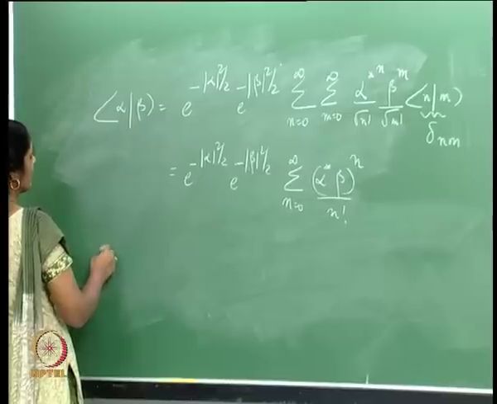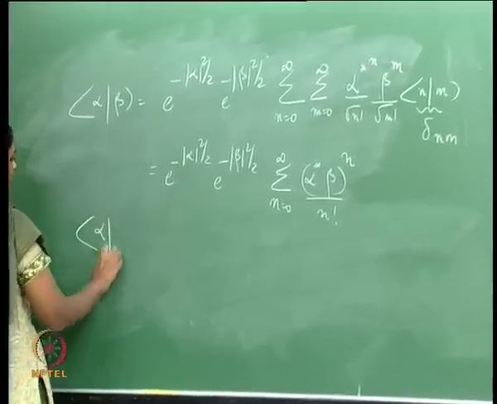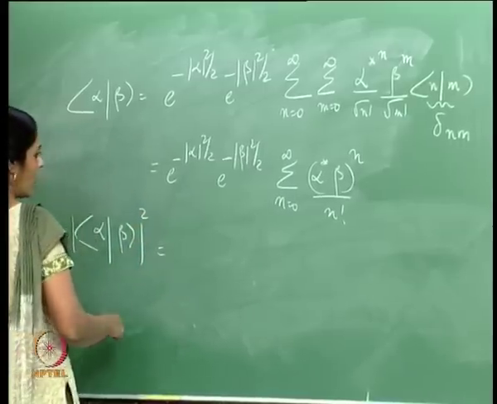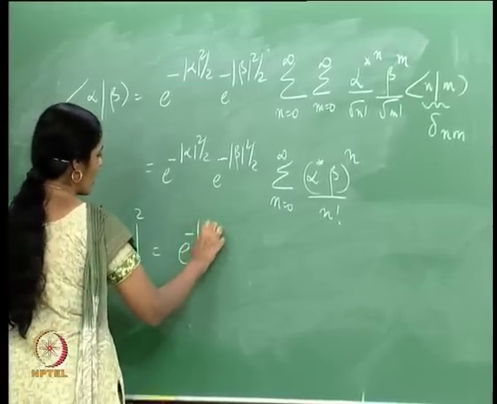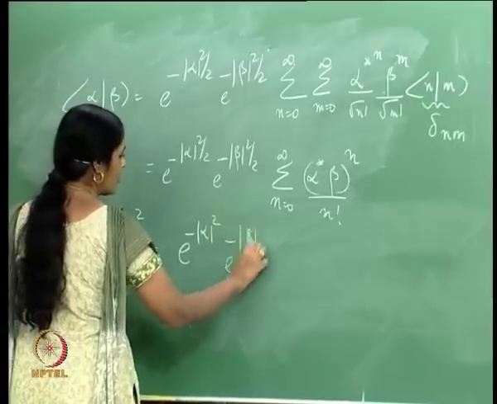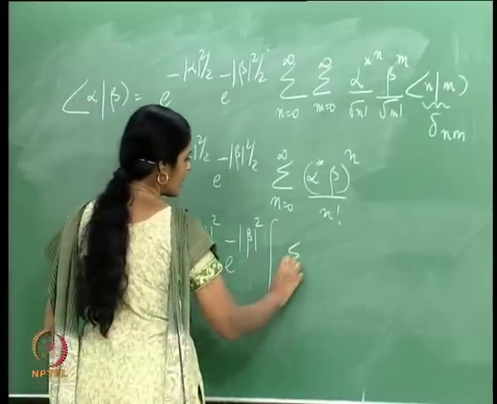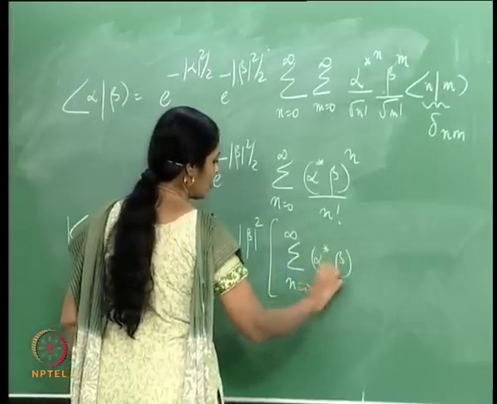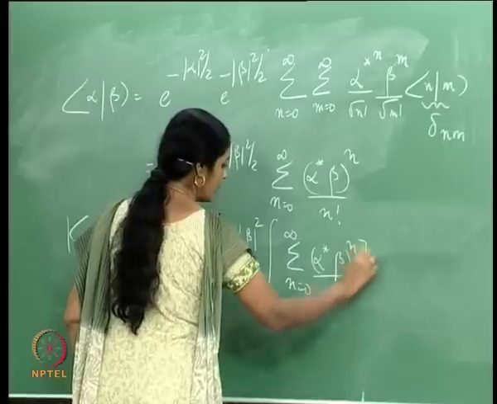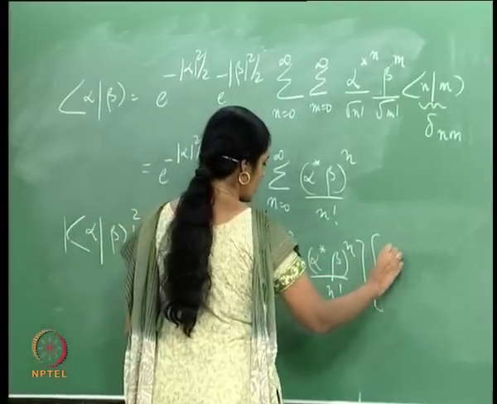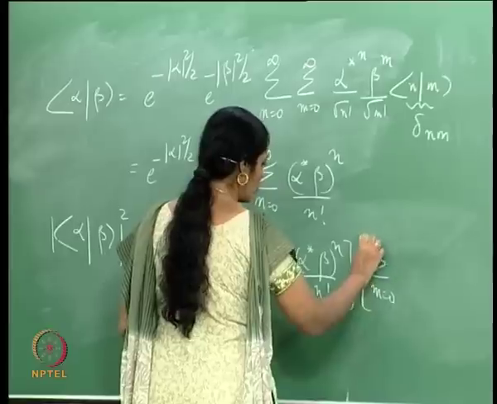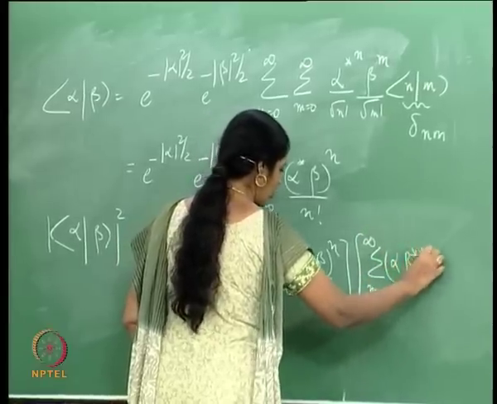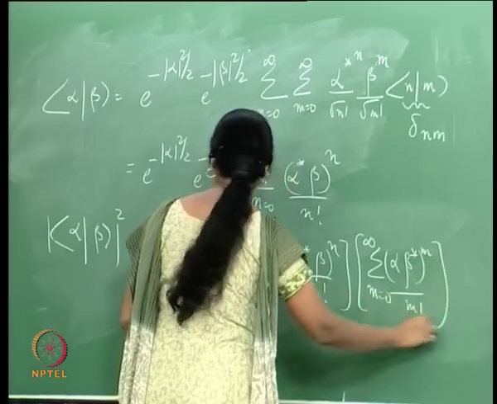Now, let me consider the modulus of the inner product of alpha with beta, squared. Now, that object is e to the minus mod alpha squared, e to the minus mod beta squared, and summation n equals 0 to infinity alpha star beta to the power of n by n factorial times summation m equal to 0 to infinity alpha beta star to the power of m by m factorial.